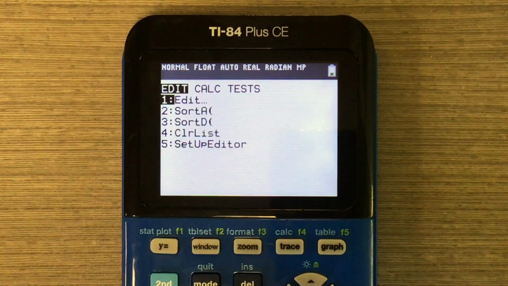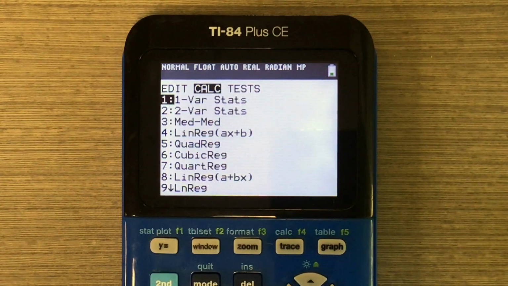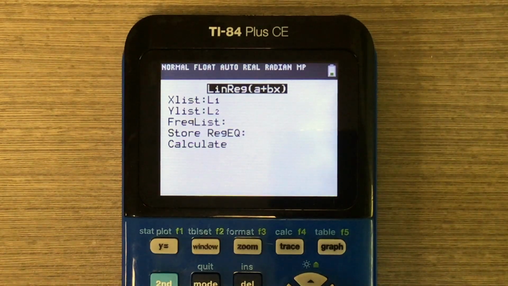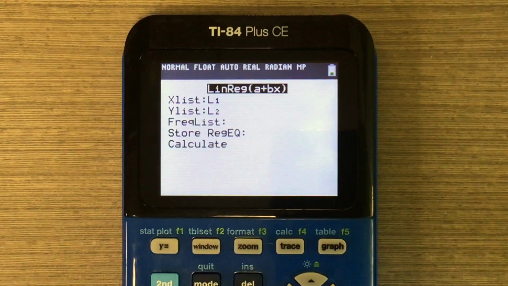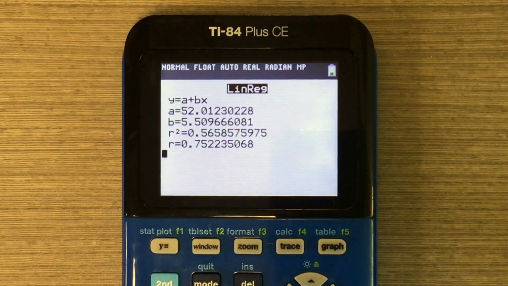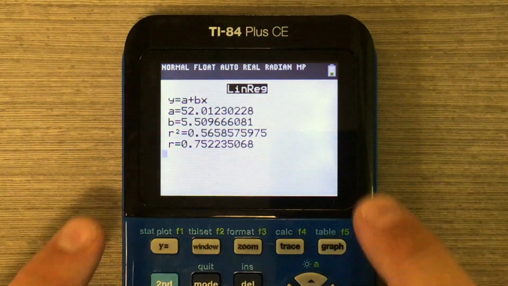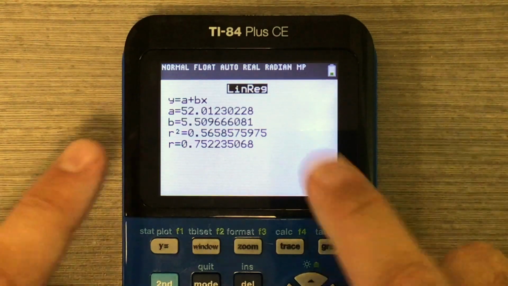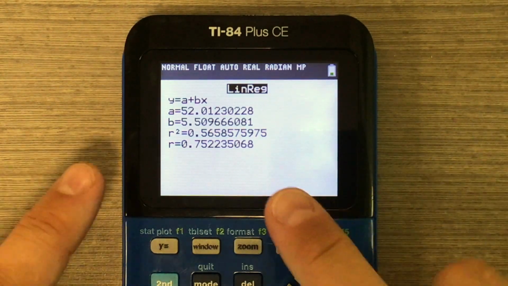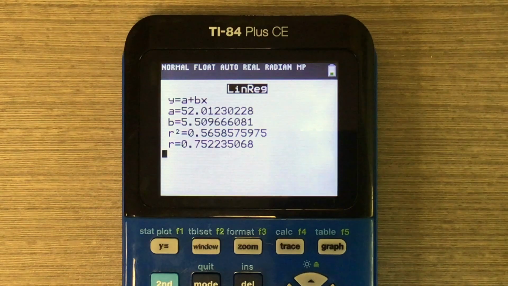We're going to hit Stat, Calc, number 8. My lists are all still there. I'm going to skip the equation thing right now. It's still stored from before, but I don't really want to worry about it right now. And hit Calculate. And there you have it. So now we have those A and B values that we were talking about earlier. And then R squared and R. R squared will be in the next video, what that means. But here's our correlation coefficient, 0.7522-ish.